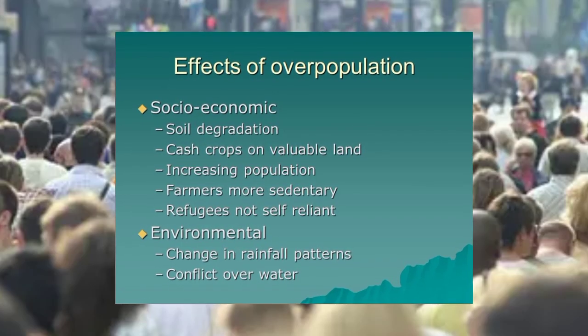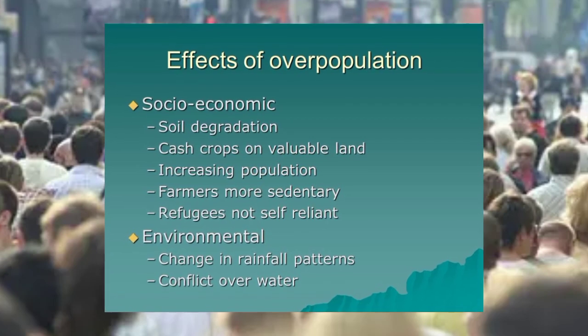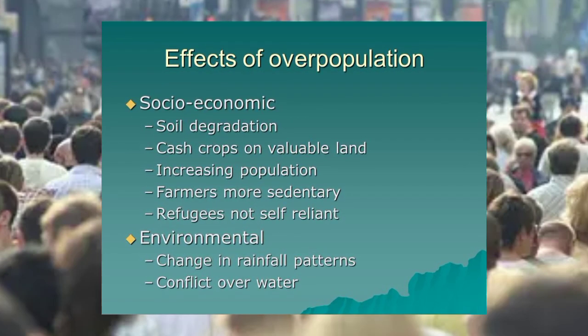Other effects of overpopulation: socio-economic, soil degradation, cash crops on valuable land, increasing population, farmers more sedentary, refugees not self-reliant, and environmental, change in rainfall patterns, conflict over water.